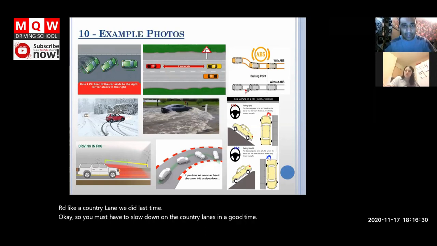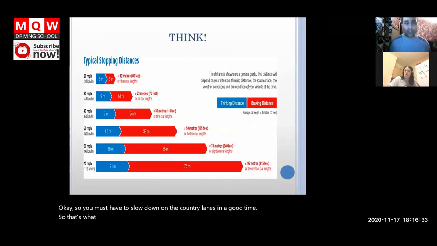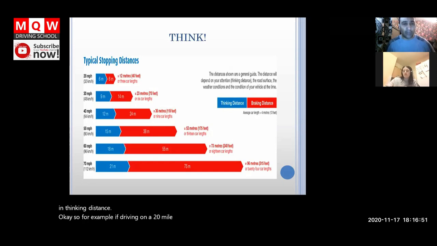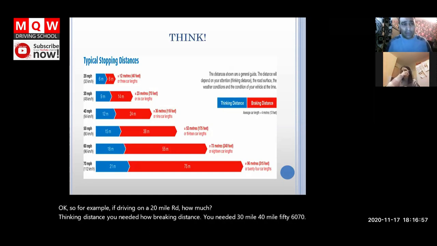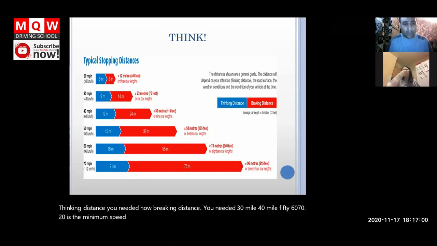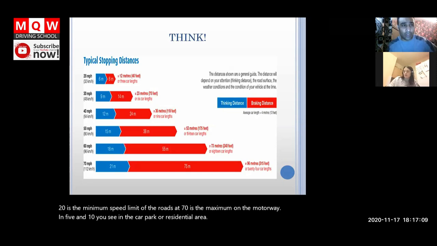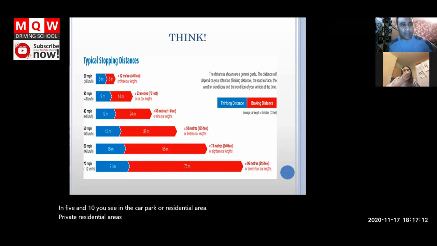So those were examples. They can also ask you questions about stopping distance, braking distance, and thinking distance. For example, if you're driving at 20 miles per hour, how much thinking distance and braking distance do you need? Then 30, 40, 50, 60, 70. 20 is the minimum speed limit of the roads and 70 is the maximum on the motorway. And 5 and 10 you see in car parks or private residential areas, like a Tesco car park or anything like this.